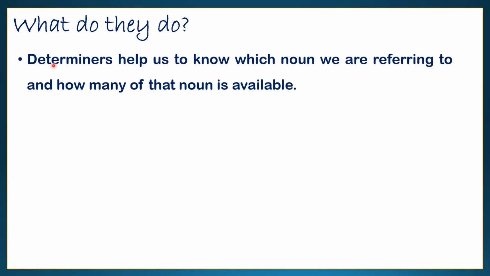What do they do? What is the function of a determiner? So determiners help us to know which noun we are referring to and how many of that noun is available. So they do two works. One, they can refer to any noun, or they can tell us how many of that noun is available.